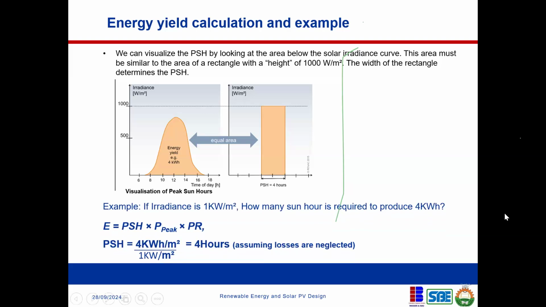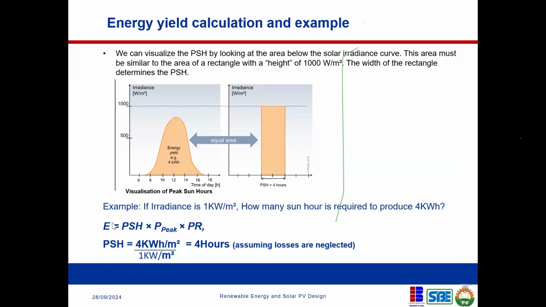So here is just a simple example. If the irradiance is 1 kilowatt per meter square, that is also 1,000 watt per meter square. Please let's get that straight. So how many sun hours are required to produce 4 kilowatt hours?